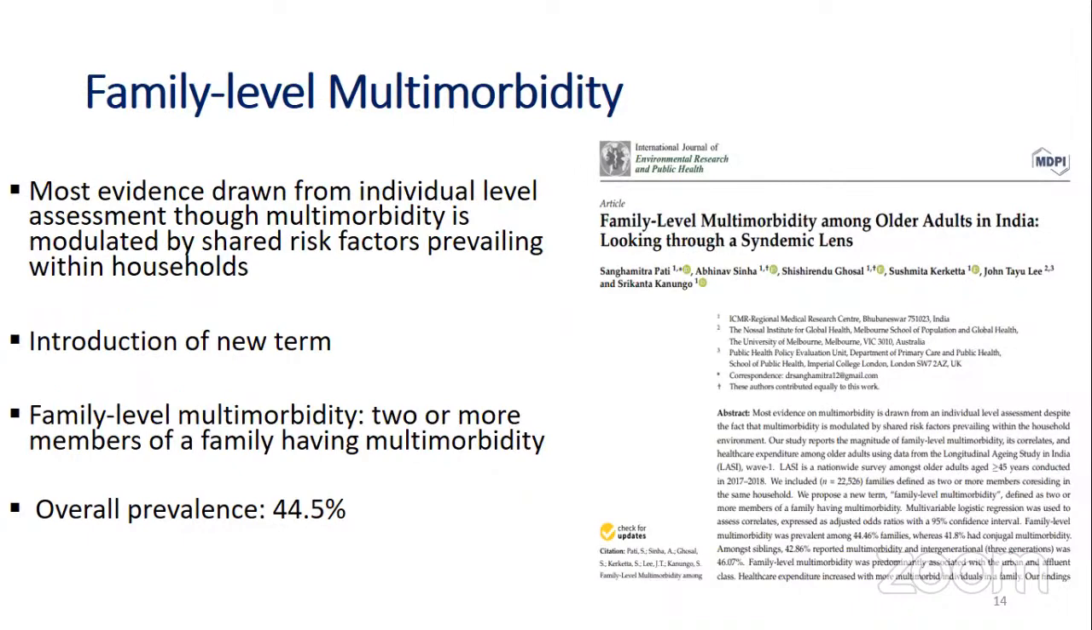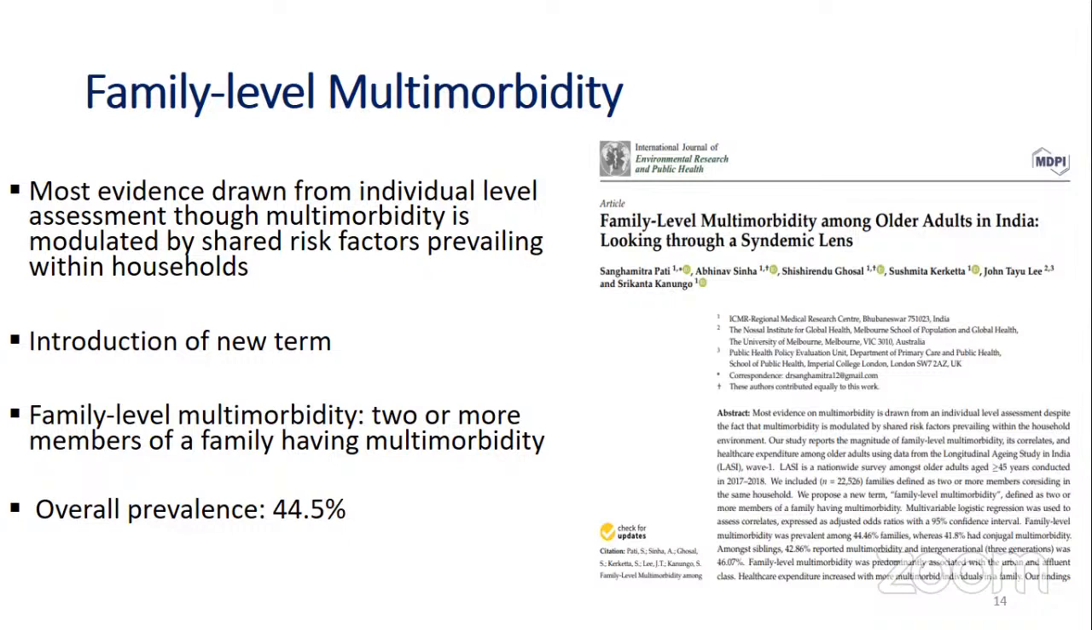Then a new concept has been introduced, which is family level multimorbidity. So this is based on the fact that most of the evidence in the entire world globally on multimorbidity is drawn based on the individual level assessment. Whatever studies we saw till now were based on the individual level assessment. For example, I have diabetes and hypertension, so I will be said to have multimorbidity.